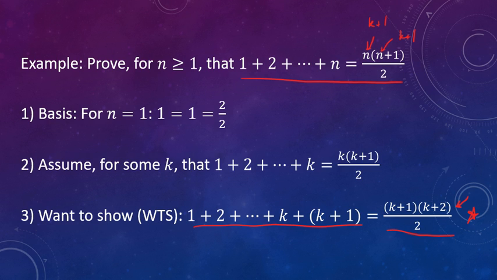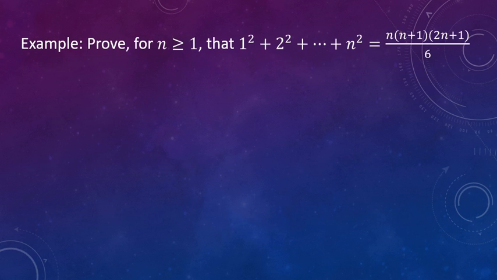We're going to move on to one more sample here inside of this video. This is the next most common sample problem that you would see. Again, it's going to be for all positive whole numbers greater than or equal to 1, but we're going to show that the sum of the squares of the first n positive whole numbers, we're going to show that 1 squared plus 2 squared plus n squared equals n times n plus 1 times 2n plus 1 all over 6.